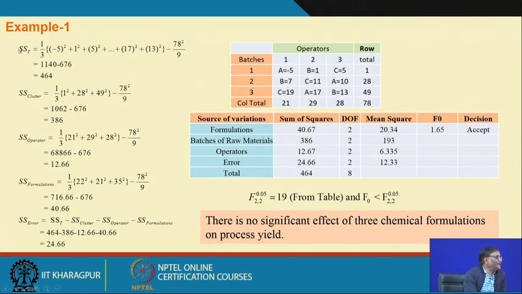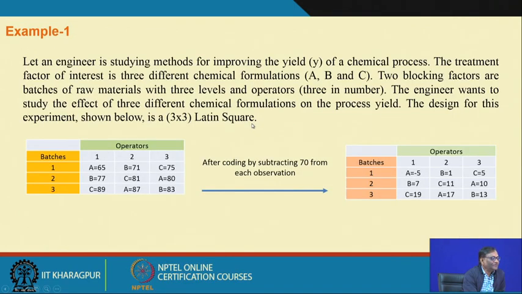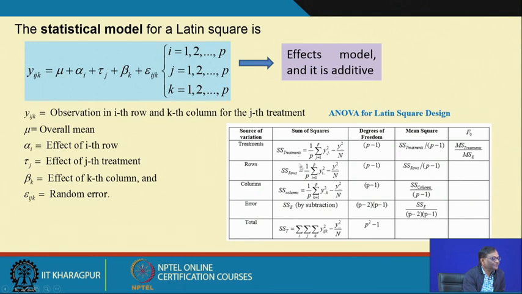So, using this data we have calculated SST. What is the formula for SST? 1 by P, sum over j equal to 1 to P, y dot j square by n. Sorry, this is SS treatment. SST is this one, sorry, SST is the sum total.